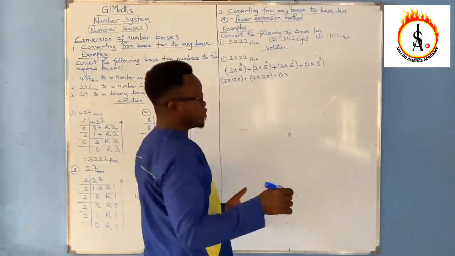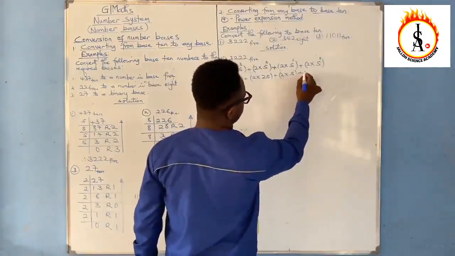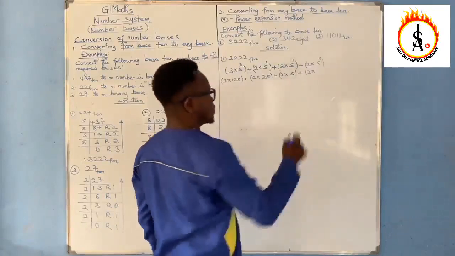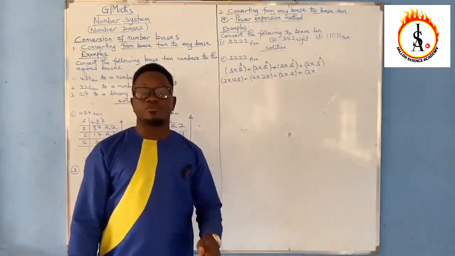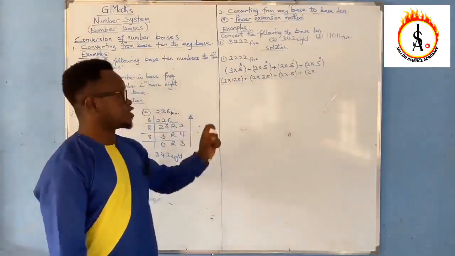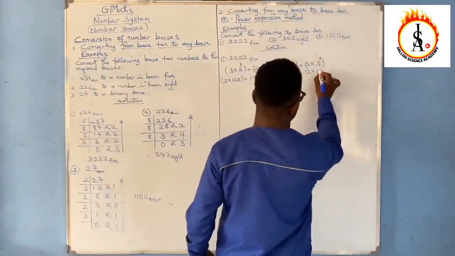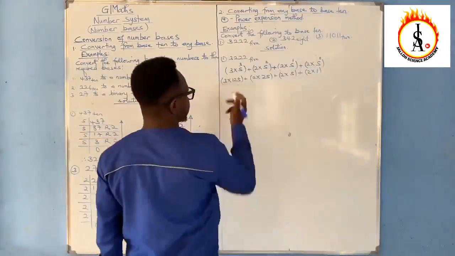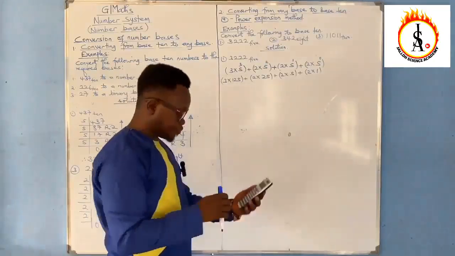Any number or letter to the power 1 is a number or letter itself from your laws of indices. 2 multiplied by 5 to the power 0 is 1. Any number or letter to the power 0 is 1, provided the number that has been raised to the 0 is a non-zero number. Because if it is a 0, then it is undefined. So 3 multiplied by 125, you use your calculator.